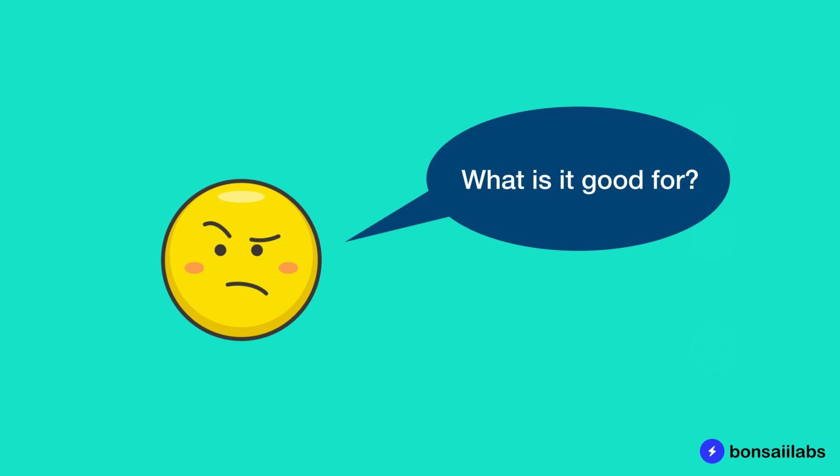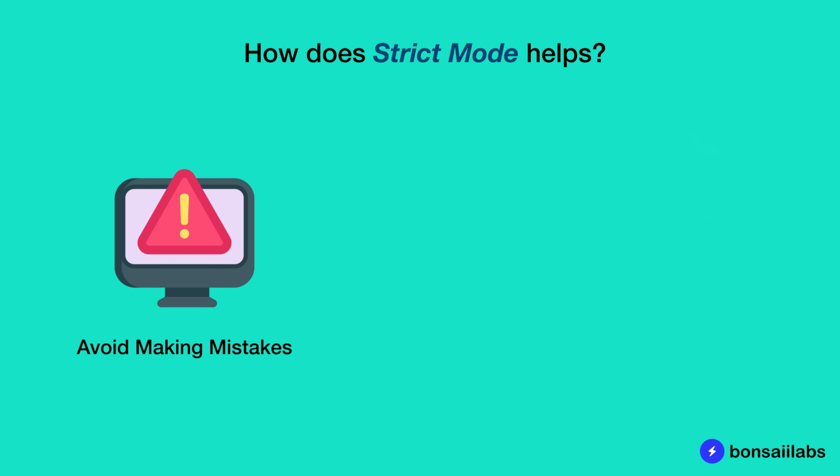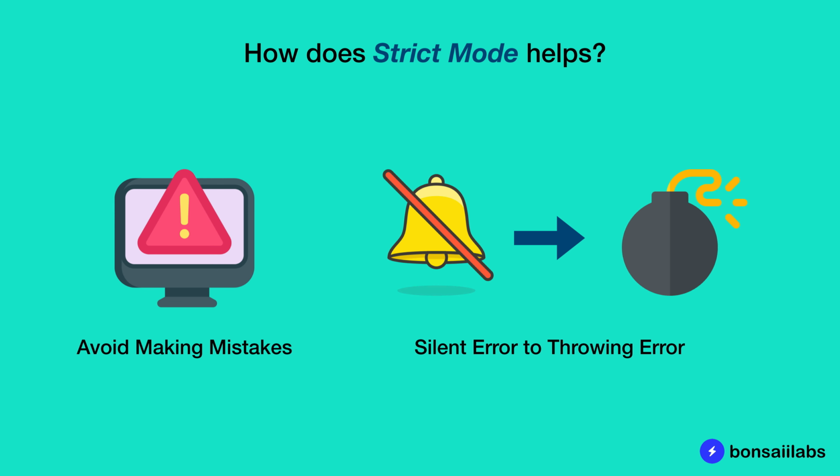But what is strict mode good for? Why shall I as a developer use it? Strict mode helps in two ways. It helps us as developers avoid making mistakes which we don't intend to. I will show you examples of these in just a moment. And it stops being silent about the errors and throws them, which helps programmers handle the issues in the codebase. We will also see examples about this in a moment.